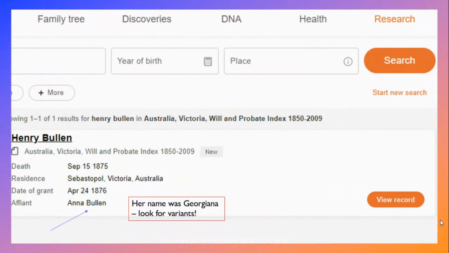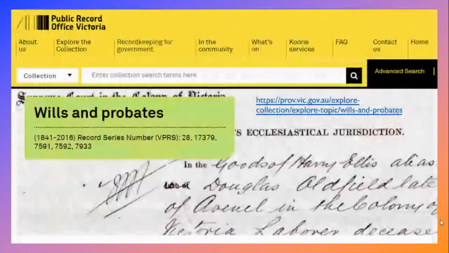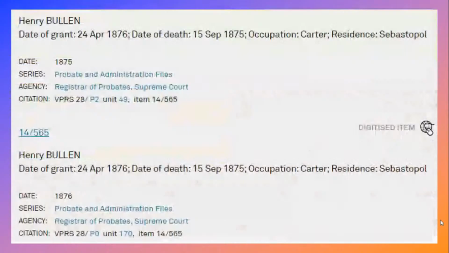So Henry is in the MyHeritage Index, and this is basically what it tells you. His date of death, his occupation is a carter, they were at Sebastopol. The grant of probate was 1876, so it's about 6 months after the date of death. Now, if you pop over to Public Record Office Victoria, they do have from the beginning up to 1925 digitized wills online, and it is free.